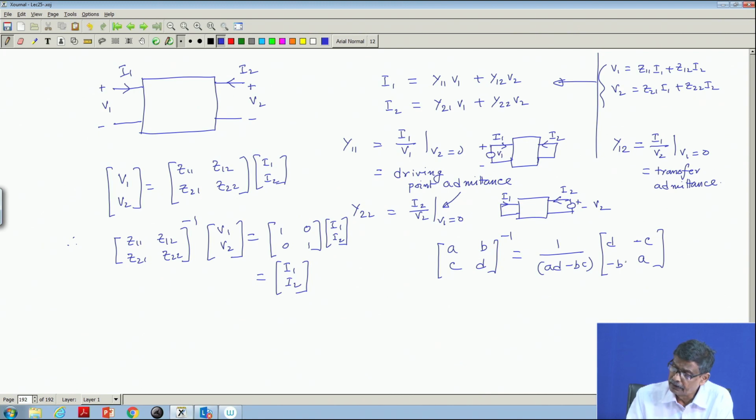B and C you do not interchange. This will be the inverse, because the cofactor of B is minus C and transpose. So, minus C will come here. So, this is the thing, AD minus BC it will become, and this is the inverse of this matrix, very easy to calculate. Therefore, it looks like that I1 I2 will be equal to the Z inverse.